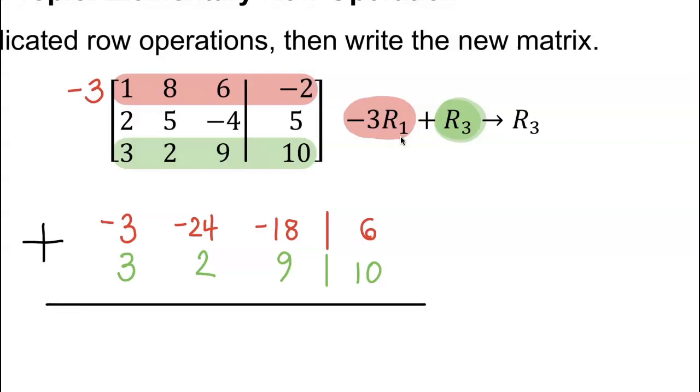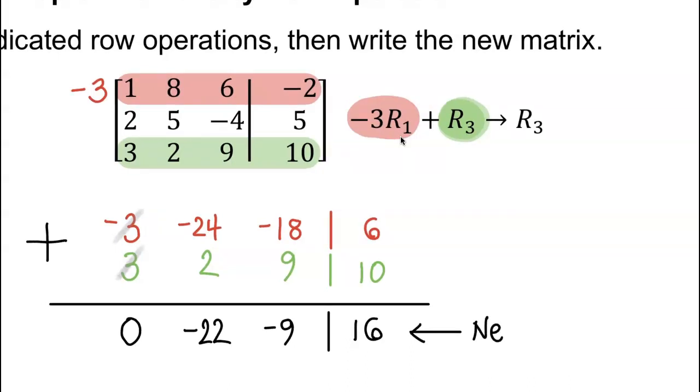So if you add these two rows, as you can see, the first number, -3 and the +3 will cancel out. They will add up to 0. Next, when you add -24 and 2, you will get -22. When you add -18 and 9, you will get -9. And lastly, on the other side, 6 plus 10 will give us 16. So what I wrote down here, 0, -22, -9, and 16, this is going to be our new row 3.